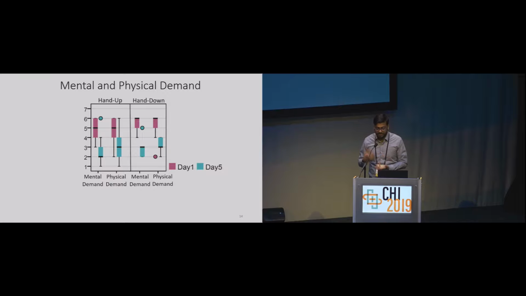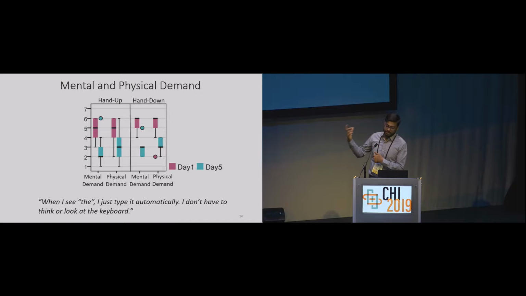And in fact, some participants also hinted at muscle memory coming into play. So for example, one user said, "When I see the word 'the', I just type it automatically. I don't have to think or look at the keyboard." And this means that with long-term use, participants may start developing a nice muscle memory for more and more words and improve the performance even further.